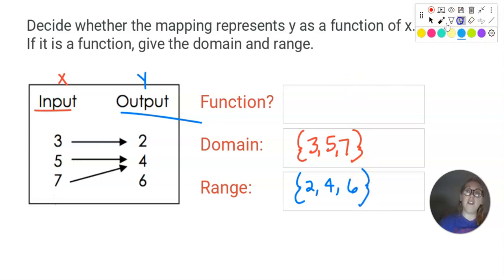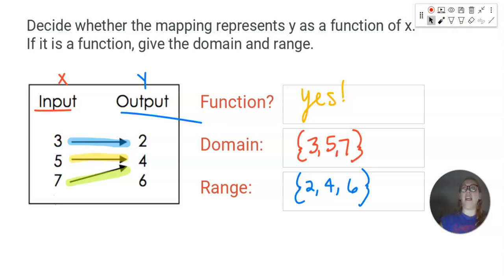And is this a function? Well, 3 goes to 2 and only 2. 5 maps to 4 and only 4. And 7 maps to 4 and only 4. So we're good. This is definitely a function. There's no repeated x value.